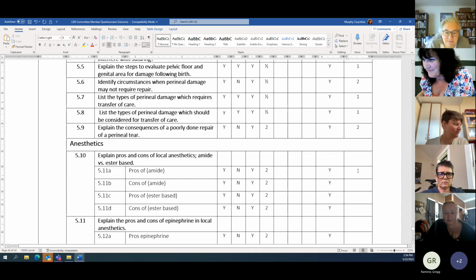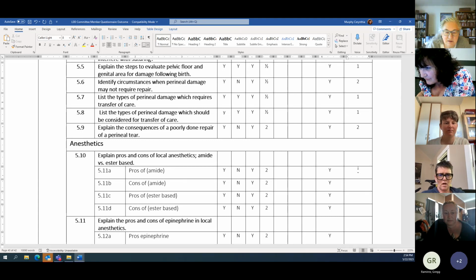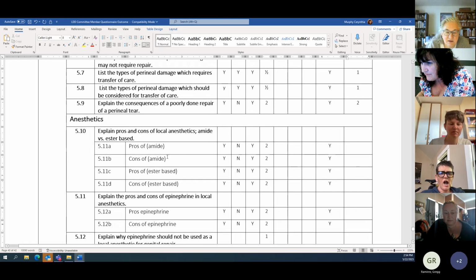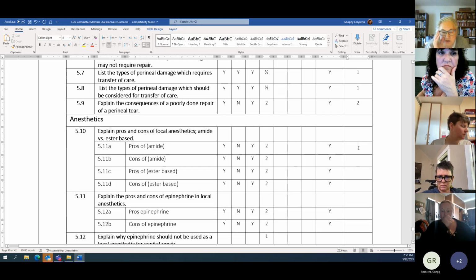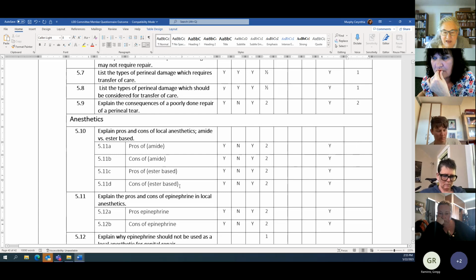2's good? Okay. Explain pros and cons of local anesthetics, amide versus ester base. So the pros of amide, the cons of amide, the pros of ester, and the cons of ester. So here's the problem with that. Understanding the pros and cons of local anesthetic is separate from amides versus ester based. Those should be 2 different sets of questions.